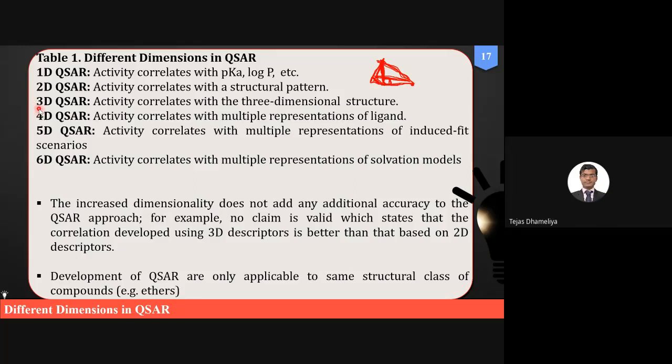Up till now, we will be studying in our articles 2D QSAR and 3D QSAR. These are the basic models. The others are highly advanced models. For the sake of simplicity, you can remember that 4D QSAR deals with the representation of the ligand, 5D QSAR deals with induced fit scenarios in the ligands, and 6D QSAR represents solvation. These are the higher advanced models with the solvent.